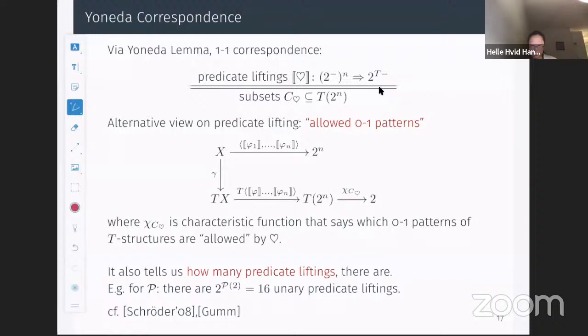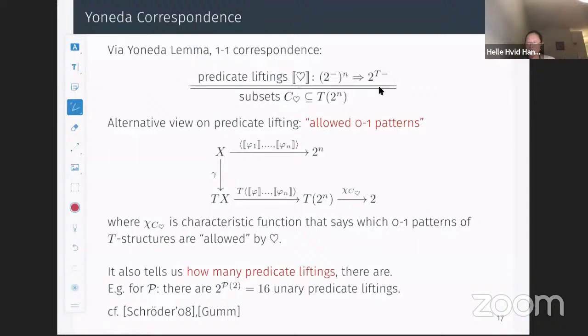Another application of this one-to-one correspondence is that it also tells us how many predicate liftings there are, in fact. For instance, for the covariant power set functor, if n is 1, so we're dealing with unary predicate liftings, then there are 2 to the power of P of 2 unary predicate liftings. So that's 16 unary predicate liftings in total. You can of course figure out that some of them are not that interesting or not that expressive. Some of them are basically just saying, I have no successor, or I have some successor. The ones for the diamond and the box are special in a sense. I'll get to that, but basically, one way of seeing it is that they generate all of the predicate liftings by Boolean combinations.